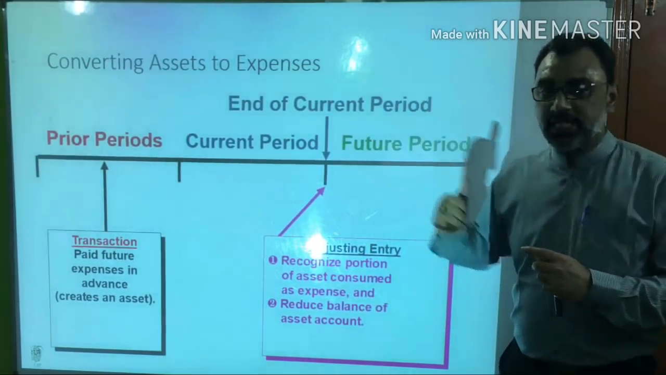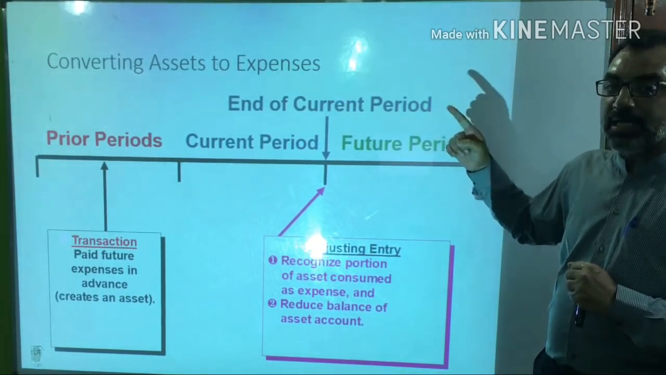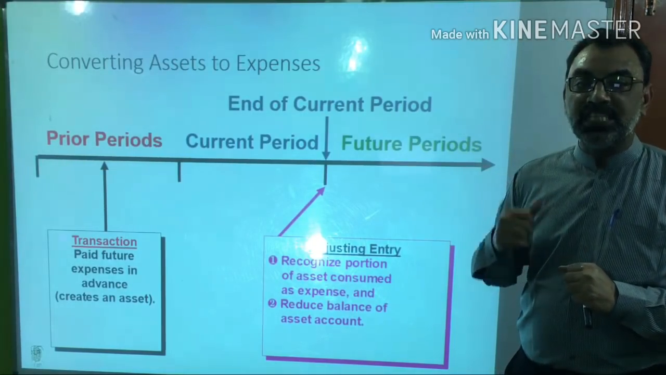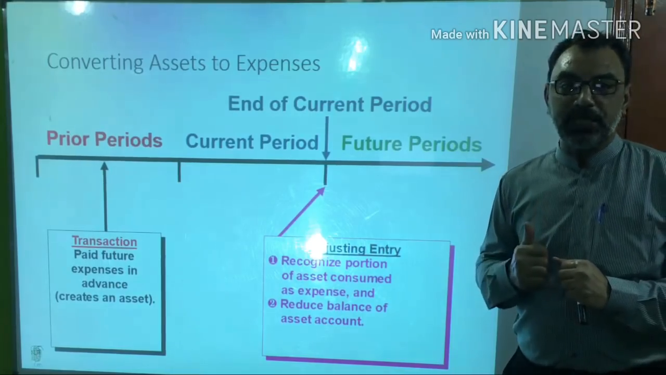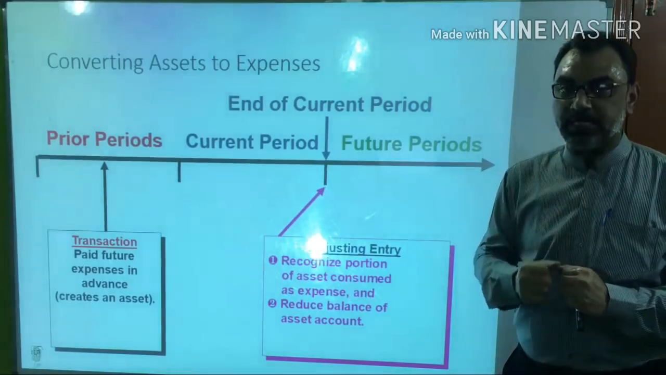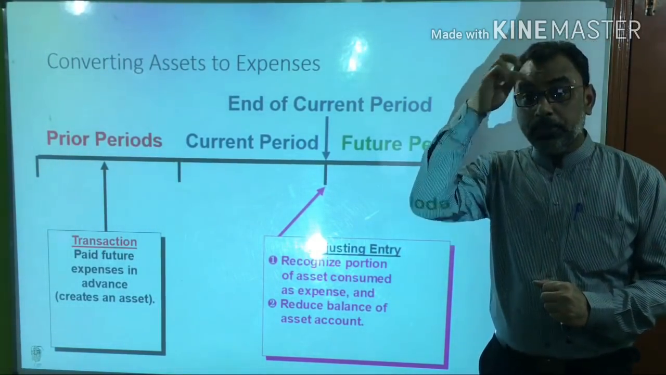So, as we were discussing, converting assets to expense: when a business makes an expenditure that will benefit more than one accounting period, the amount usually is debited to an asset account. At the end of each period benefiting from the expenditure, an adjusting entry is made to transfer an appropriate amount.